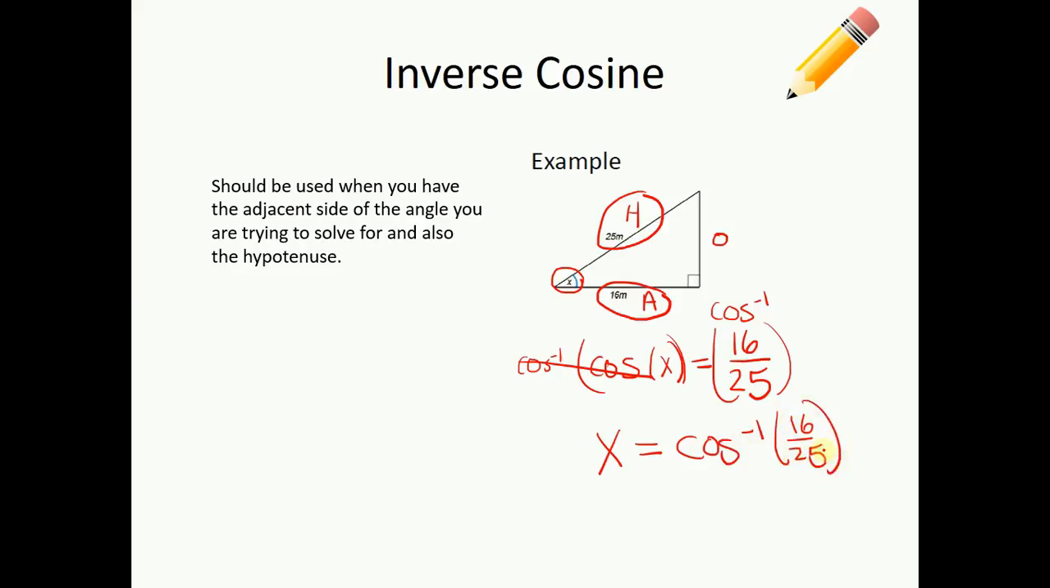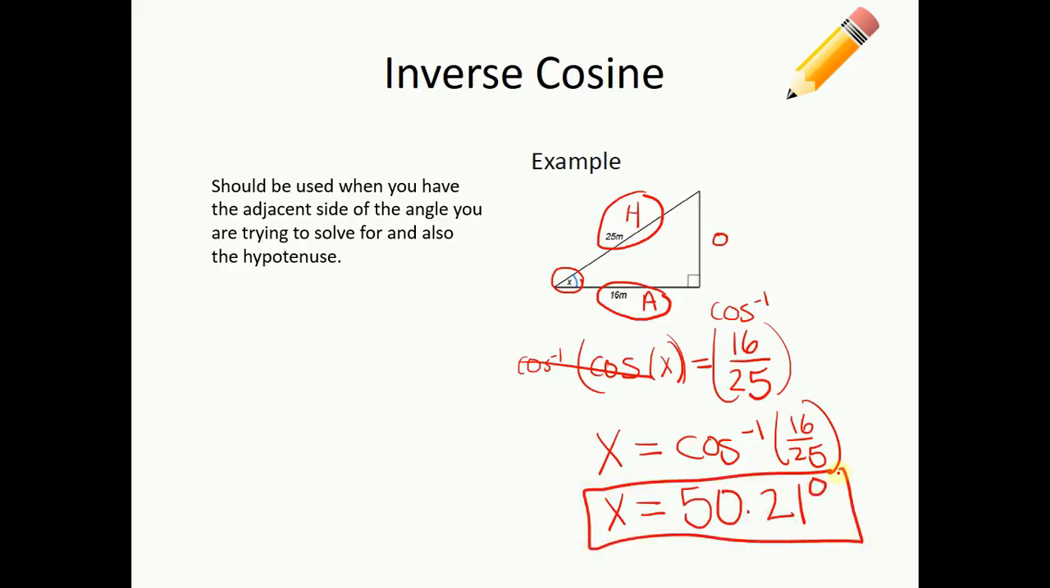I need to find that on my calculator. Normally it's above the cosine, just like where you found sine. And I need cosine inverse of 16 divided by 25. And after I typed that in my calculator here, I got 50.21 degrees for my measurement of my angle.